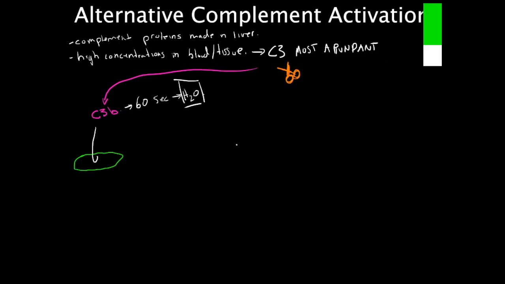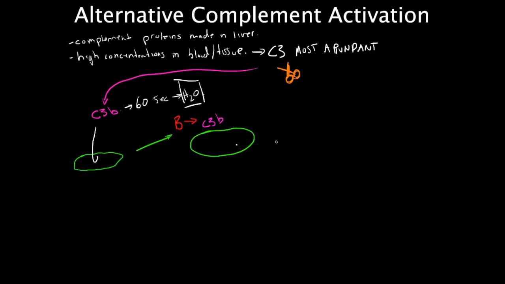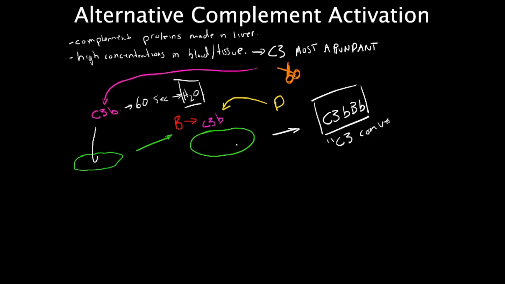So I'm going to redraw this down here. Let's make this bigger. So we have the C3b here. And then another protein called B will come in and join in. Okay? After that, a protein D will come in and cut the B so that you eventually form C3bBb. This is also known as C3 convertase.